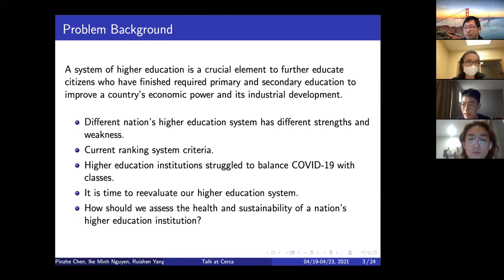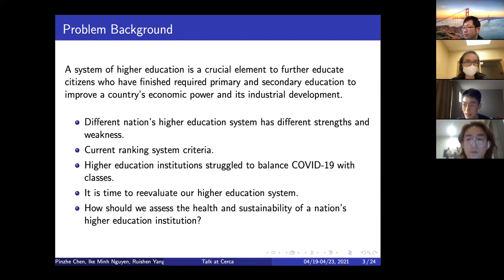Most of these ranking systems are based on data of university financial resources, faculty resources, student selectivity, graduation rates, and reputation, etc. However, none of the existing ranking systems actually reflect the health and sustainability of our higher education system, or has taken the health and sustainability of our higher education system into much consideration.